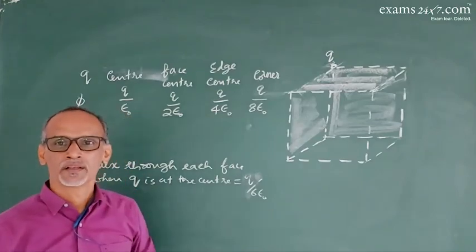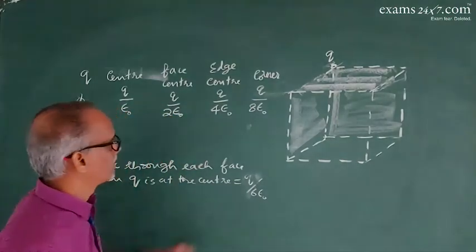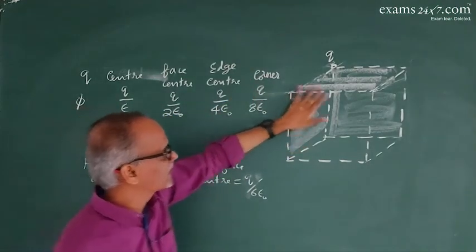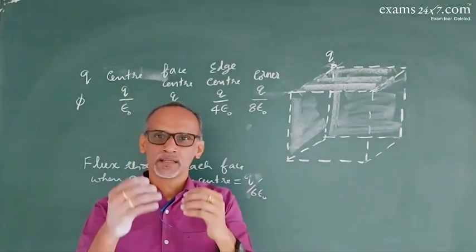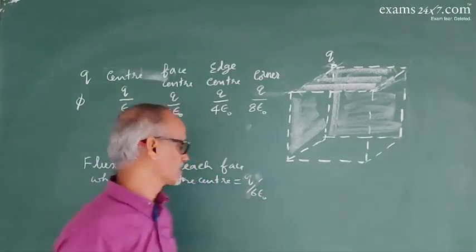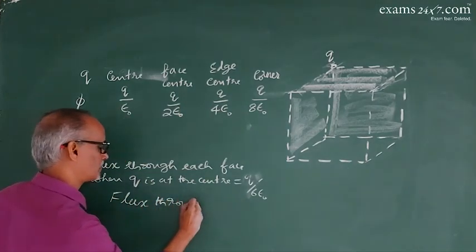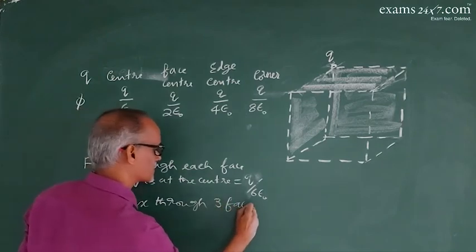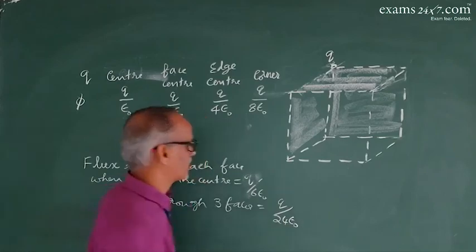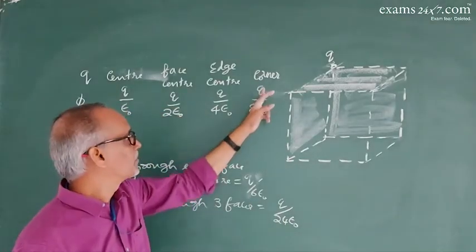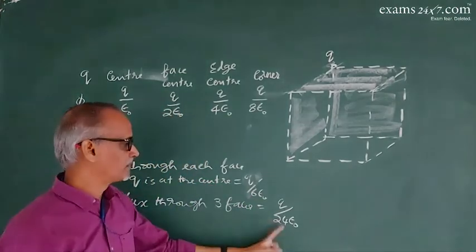No flux. That means we consider the flux through the remaining three surfaces. See, the total flux through this entire cube is Q by 8 epsilon naught. Since it is shared by 3 more faces, the flux through 3 faces is Q by 24 epsilon naught, because Q by 8 epsilon naught is shared by 3 faces. So divide by 3: Q by 24 epsilon naught.